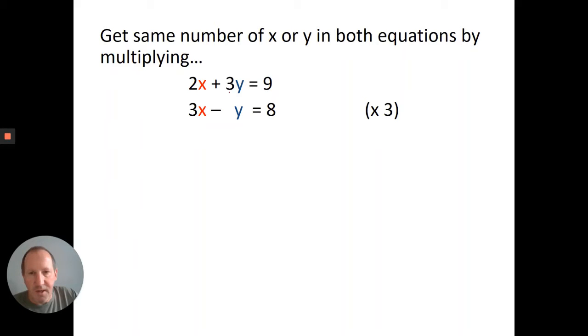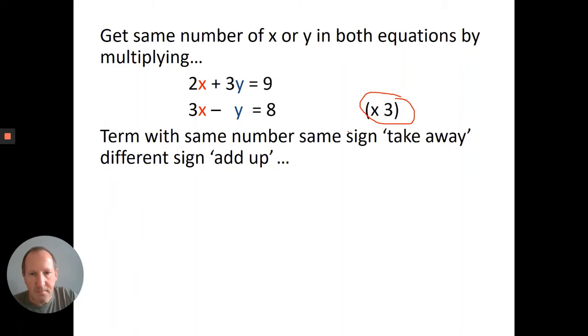I've got x here and y here, x here and y here. What I need to do is to get the same number of x's or the same number of y's in both these equations. So at the moment I've got 2x and 3x, 3y and 1y. Easy way to do that is to multiply the bottom one by 3. Now, when we've got the same number of x's or y's, what I do is I add up or I take the equations away from each other.